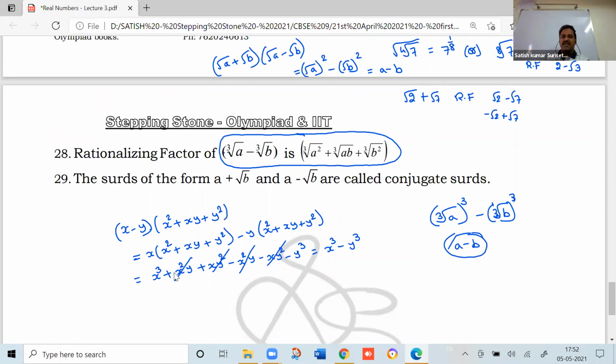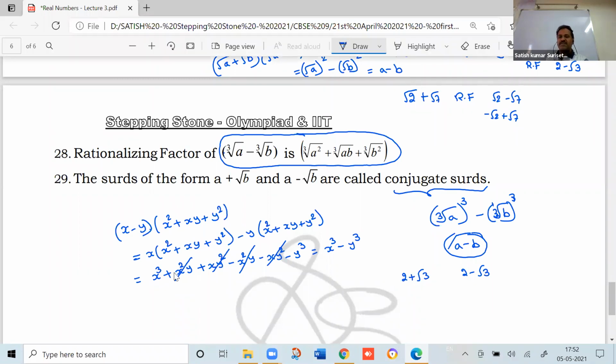Next, the surds of the form a plus root b and a minus root b are called conjugate surds. Conjugate surds means when I add, the result should be rational, and when I multiply, the result should also be rational. Let us take an example: 2 plus root 3 and 2 minus root 3. They are conjugate surds. To say conjugate surd, the sum and the product must be rational.